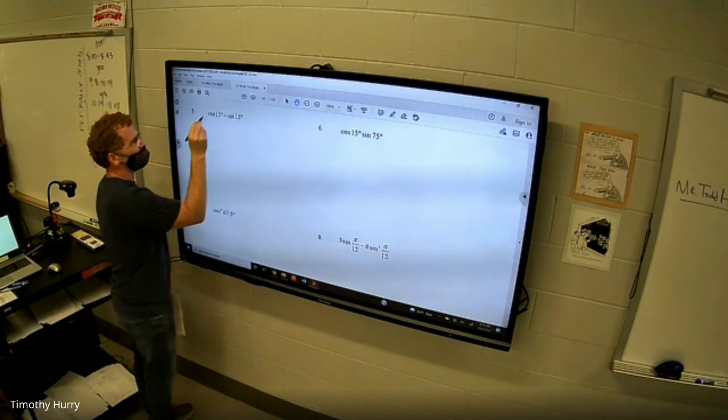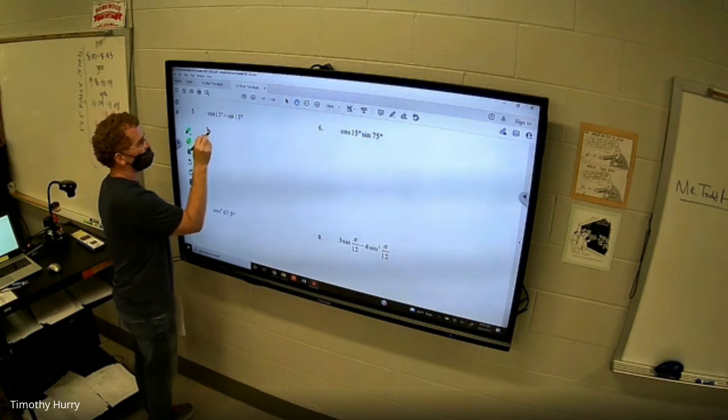The sine of 90 minus that? So that becomes the sine of 90 minus that, which would be 75.